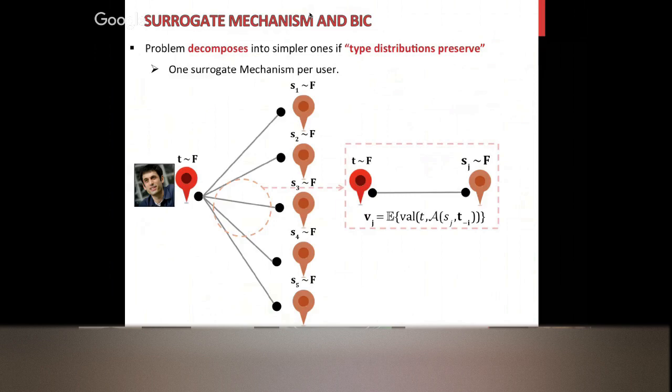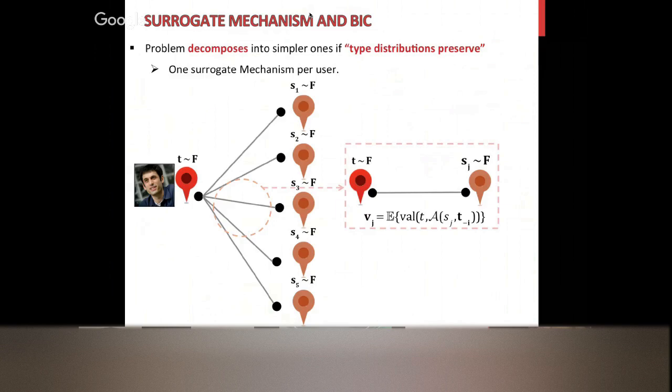And I assign a surrogate to the agent in a truthful way, meaning that I assign a surrogate and charge him with some payment, such that the agent doesn't get any benefit by misreporting. Then, if I have type distribution preservation, meaning that in this assignment the surrogate you pick has exactly the same distribution as the agent's type, then the problem decomposes across agents.